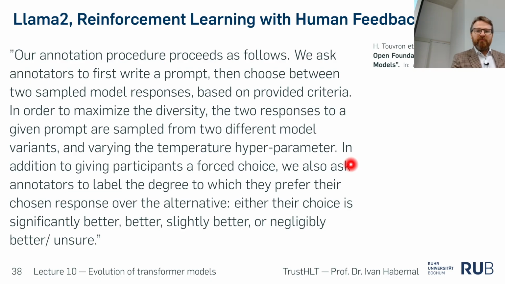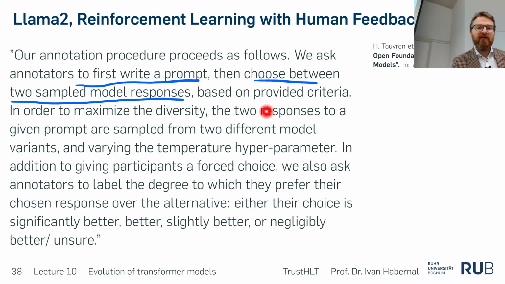Okay, so here's the procedure. We ask annotators to first write a prompt, then choose between two sampled models' responses based on some provided criteria, helpfulness, safety, and things like that. In order to maximize the diversity, the two responses to a given prompt are sampled from two different model variants, and varying the temperature hyperparameters.